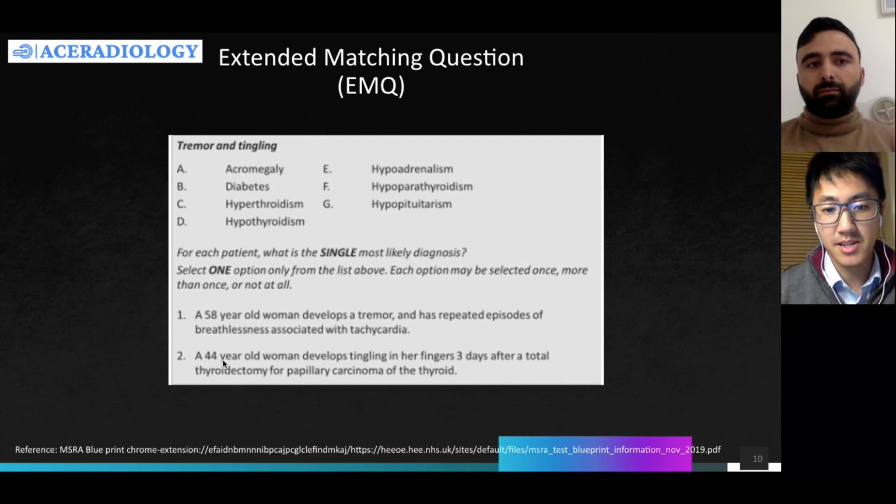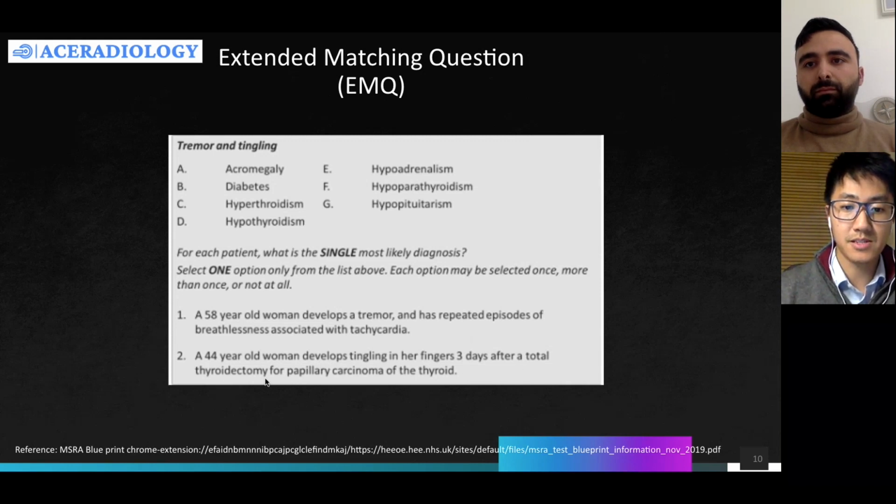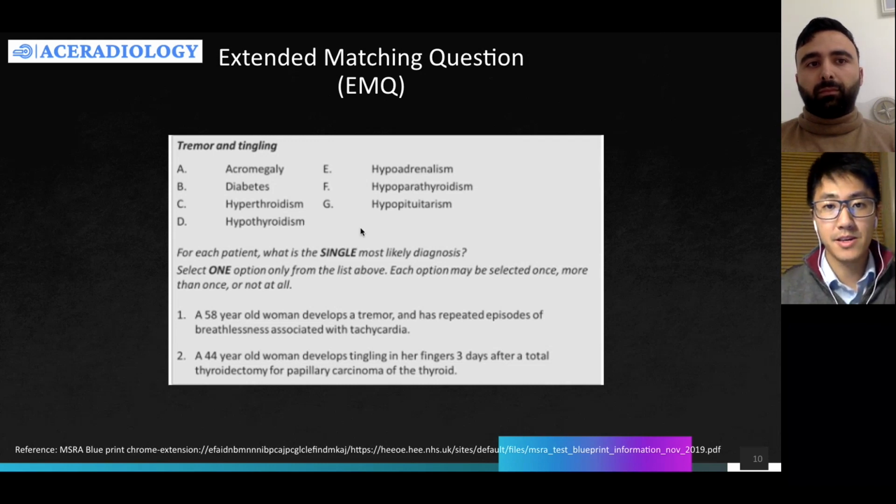Then for the second question, just as another example, a 44-year-old woman developing tingling in her fingers 3 days after a total thyroidectomy for a papillary carcinoma. Having tingling in the fingers would immediately make you think about hypocalcemia. And then when you think about a surgery, which is a thyroidectomy, within the thyroid gland or just behind the thyroid gland are the parathyroid glands, which produce parathyroid hormone.